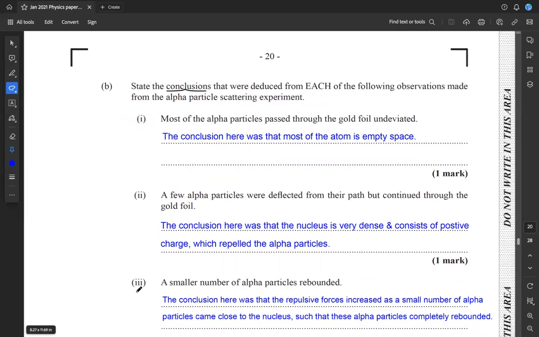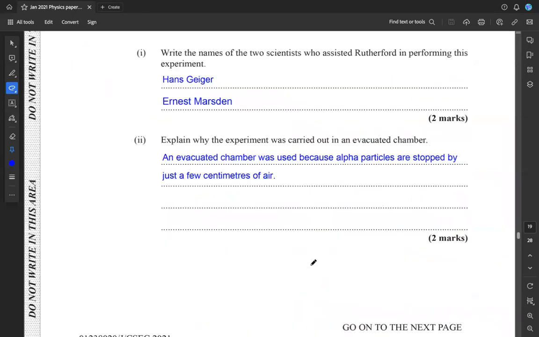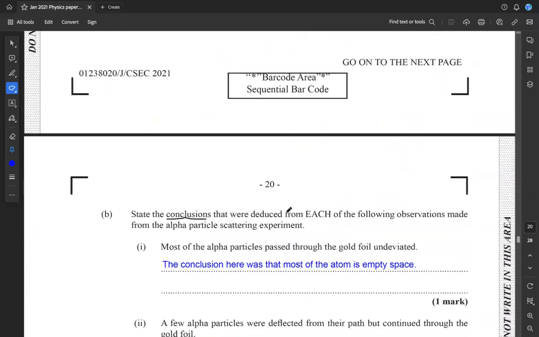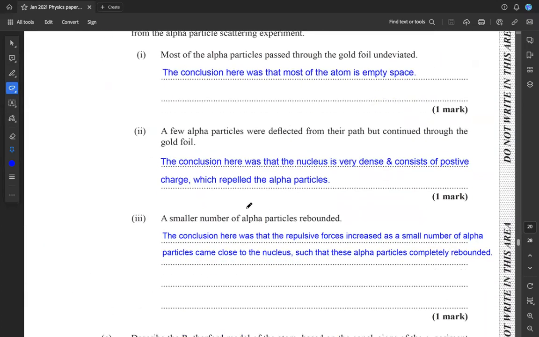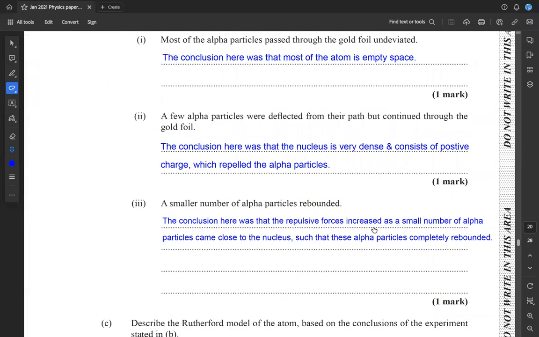And then for part 3, another observation that they made was that a smaller number of alpha particles rebounded, right? So you had a certain amount of them that, when they hit the gold foil, just bounced right back, in the direction that they came from. A smaller amount of them did that. And the deduction or conclusion that they made was that the repulsive forces increased as a small number of alpha particles came close to the nucleus.